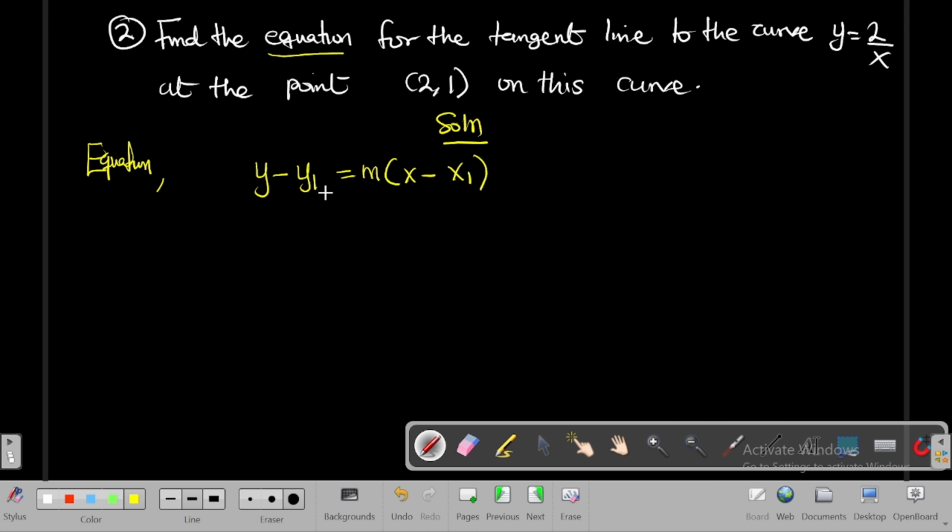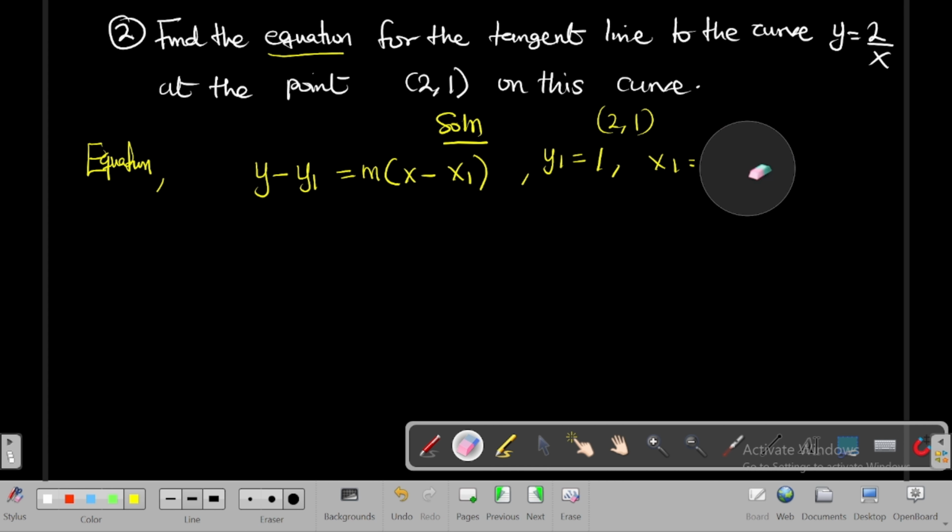And our y1 was given to us as 1, and then our x1 is 2. Okay, so from here we can see that we know our y1 to be 1, since the point was 2, 1. Our y1 is 1, and our x1 is, sorry, 2, right? So we know that our value of x is 2, and our value of y is 1.